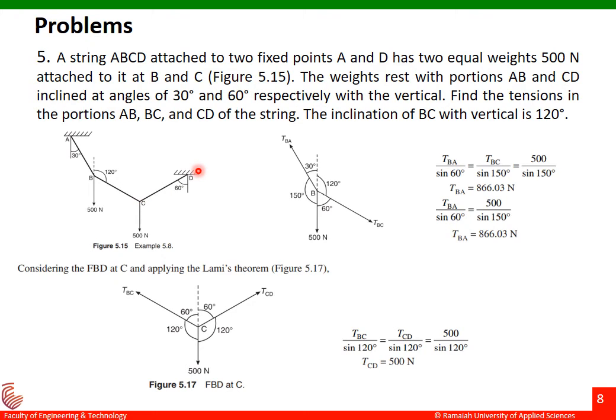Okay, and one more data is given here, that is the inclination of BC with respect to vertical is 120 degrees. So at point B you can see the inclination of BC with respect to the vertical is 120 degrees over here. Now this is my given question. Let us write the free body diagram of this question here. Fine, this is my free body diagram.